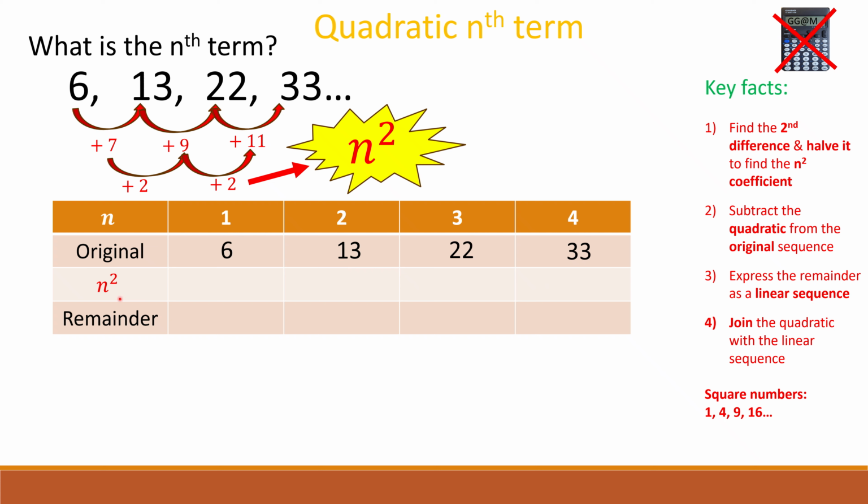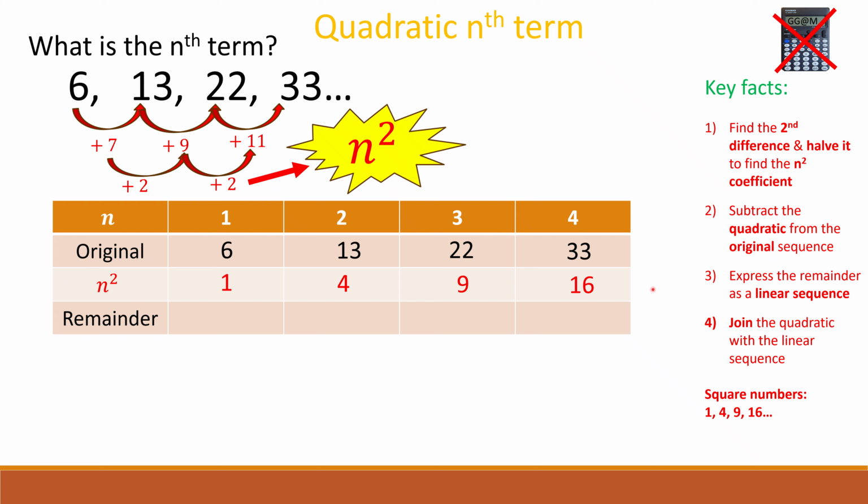And then we've got to work out n squared. Now n squared are my square numbers. So 1 squared is 1. 2 squared is 2 times 2, which is 4. 3 squared is 3 times 3, which is 9. 4 squared is 4 times 4, which is 16. You can see I've written the square numbers out here in the bottom right-hand corner.